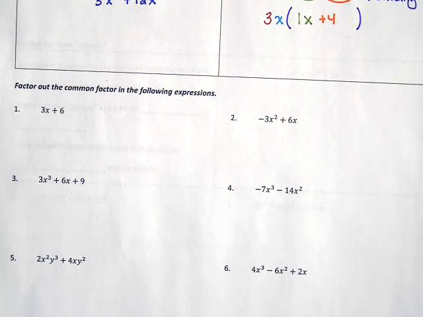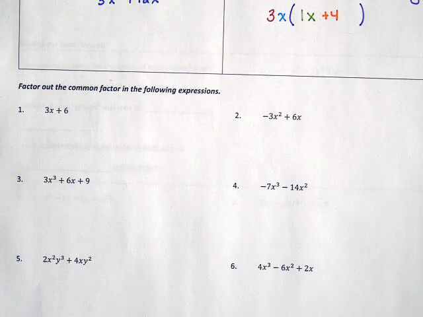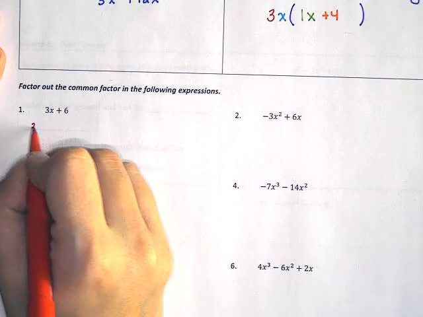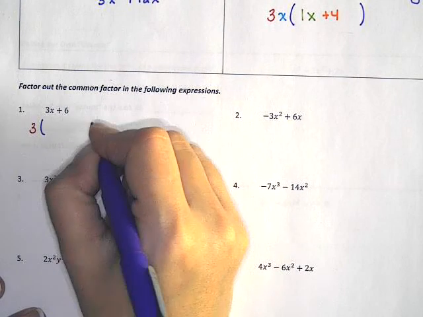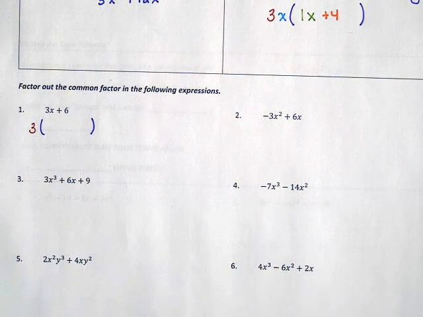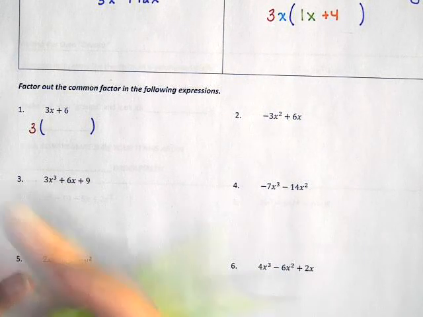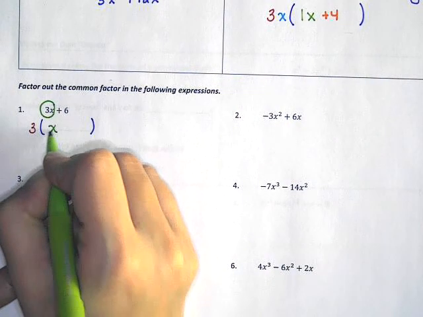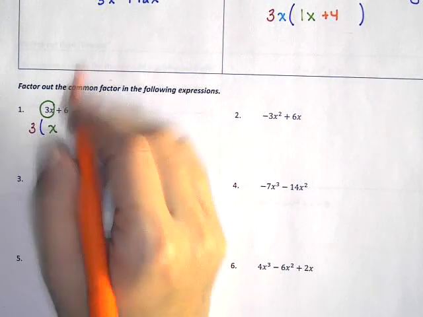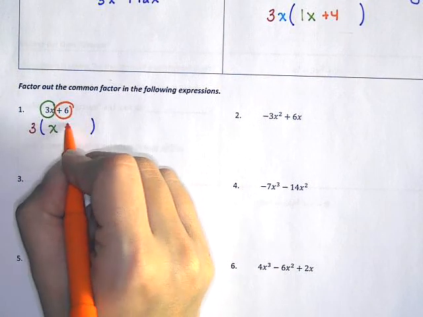For problem number 1, it says factor out the greatest common factor. So my first question is, what number goes into both 3 and 6? And the answer would be 3. Then I'm going to put a parentheses and I'm going to divide because I want to make sure that I am undoing multiplication. So when I divide, 3x, we're going to do one term at a time, divided by 3 would just be x, and 6 divided by 3 would be 2.